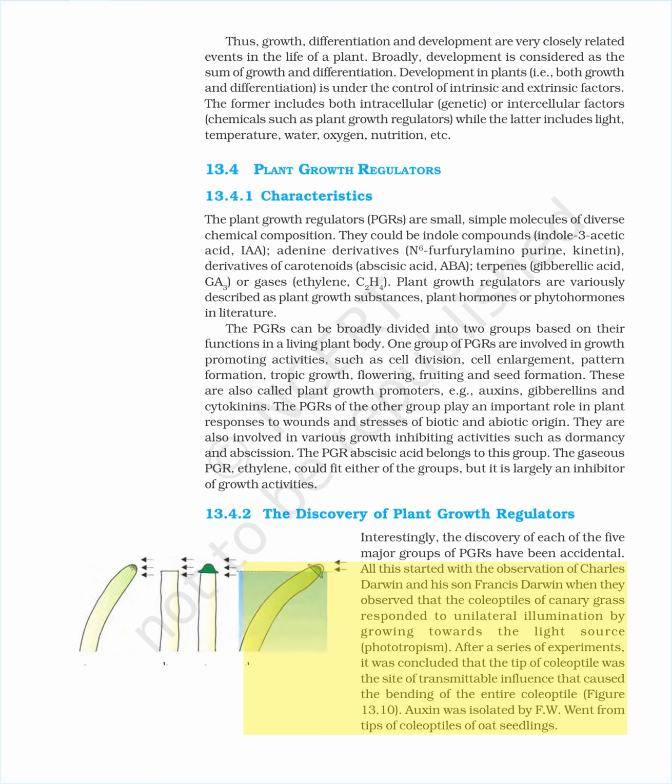After a series of experiments, it was concluded that the tip of coleoptile was the site of transmittable influence that caused the bending of the entire coleoptile, Figure 13.10. Auxin was isolated by F.W. Went from tips of coleoptiles of oat seedlings.